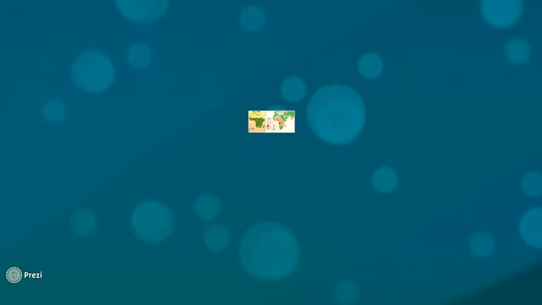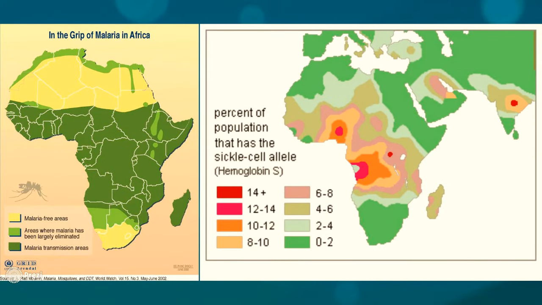Well, yes and no. If you look at the maps in front of you, you can see that the one on the left demonstrates occurrence of malaria in Africa, and the one on the right shows the percentage of the population with the sickle cell allele, hemoglobin S.